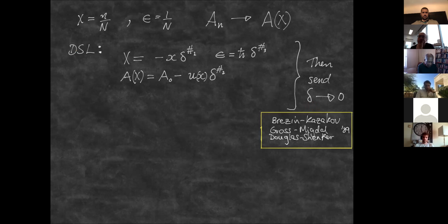I look at the endpoint, the zero endpoint, and I say X is up to just match my conventions later. There's a minus sign, there's a little X times some power. So as delta goes to zero, this is the endpoint X equals zero. This is the one over N that goes to zero, a large N. And this is the function A that becomes the endpoint value at delta goes to zero.